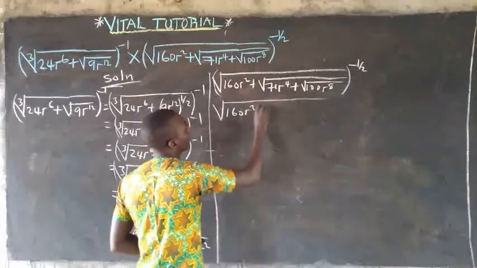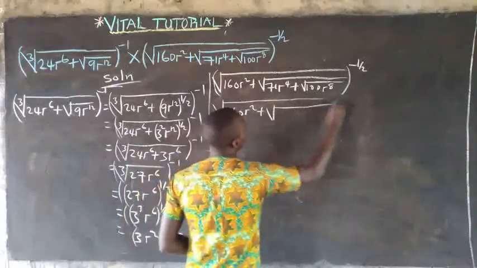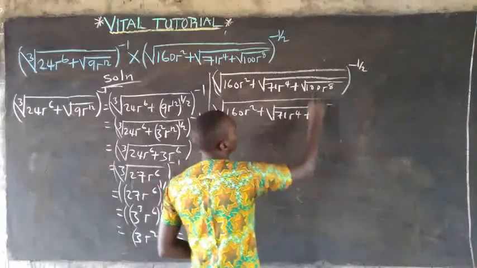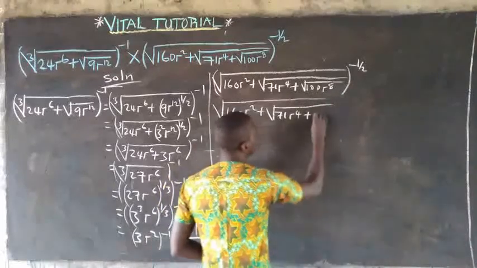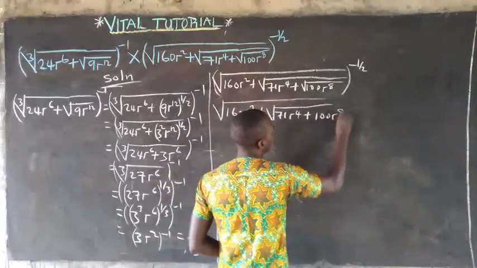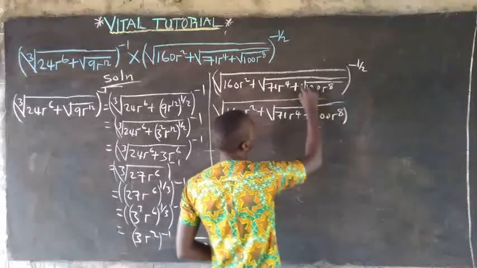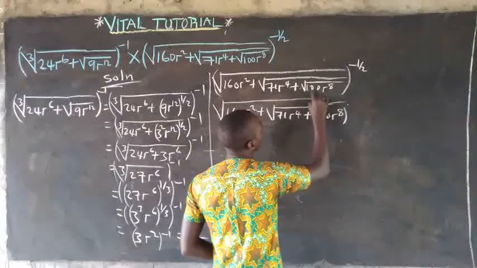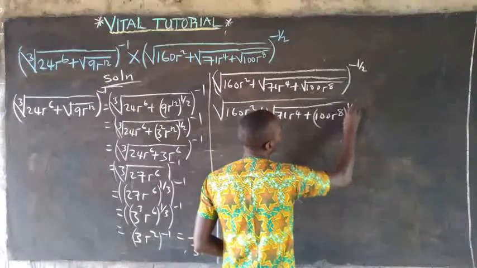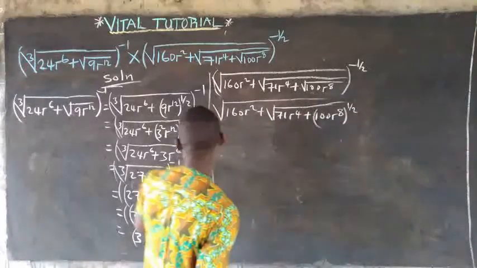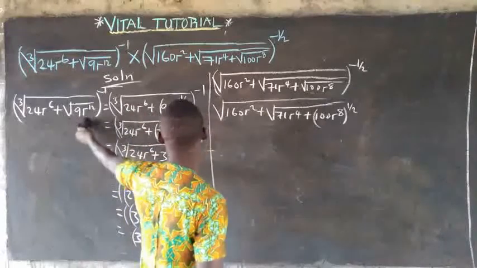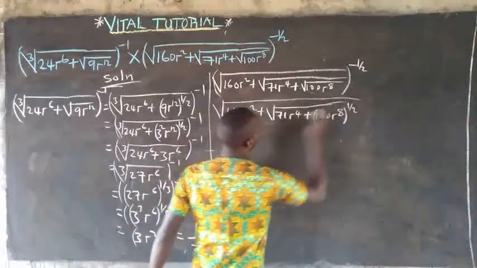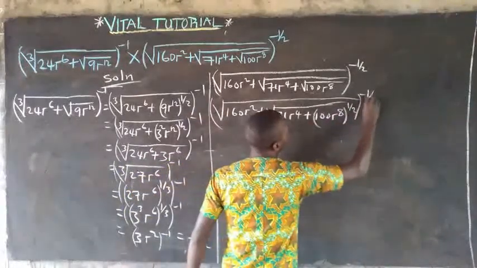So it will be like this: 160 r to the power of 2 plus the square root of 71 r to the power of 4 plus, as you can see, this is 100 r to the power of 8. Then don't forget that this is the square root. It will be 100 r to the power of 8, raised to the power of 1 all over 2, just because of the square root, the way we did here. So you can see this. So this will give us nothing but don't forget this minus 1 over 2.